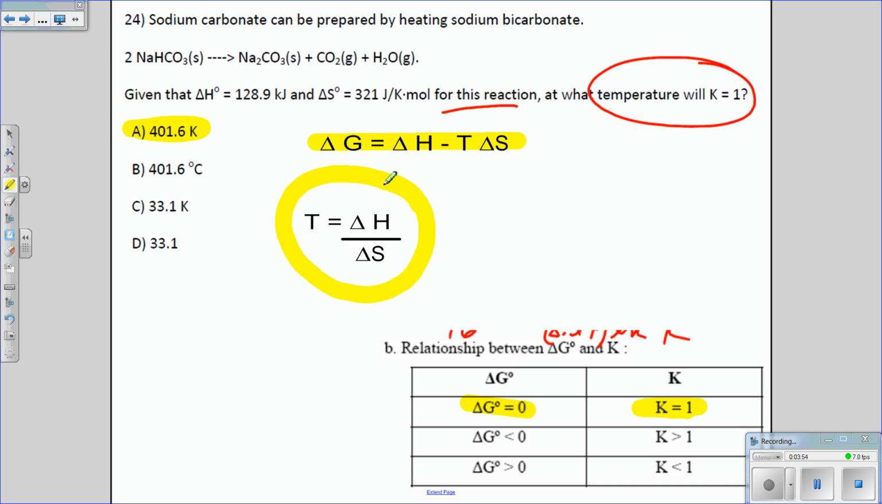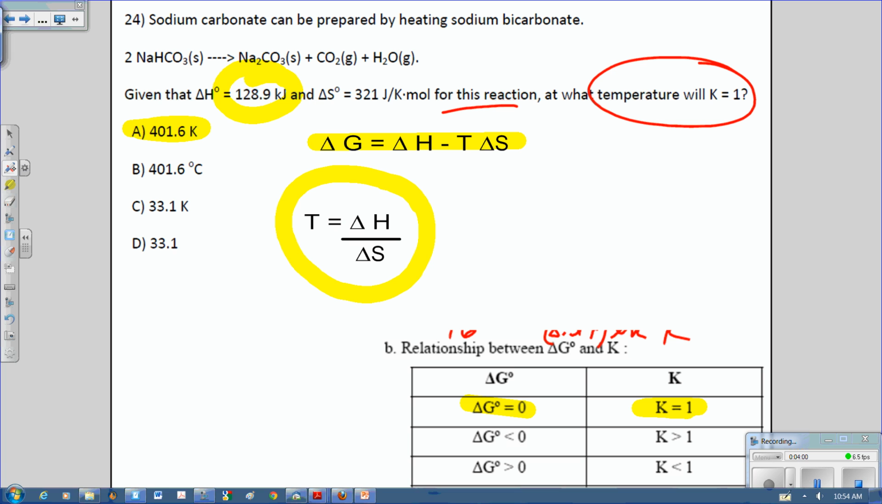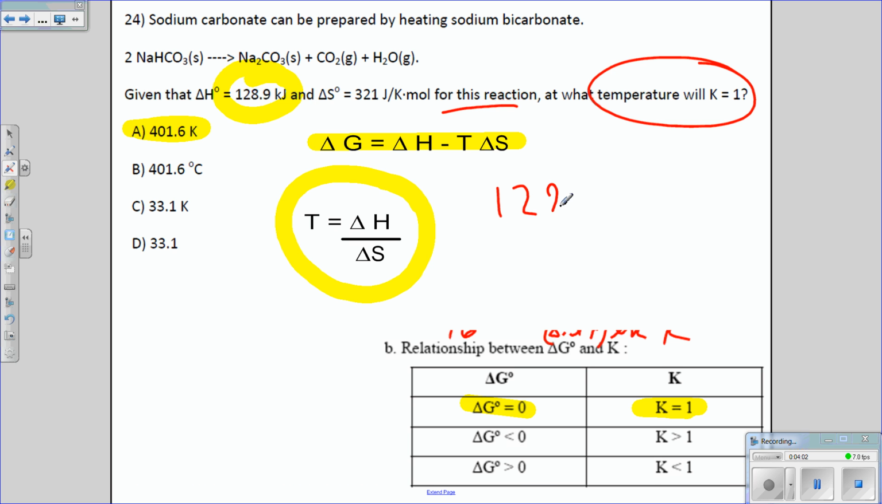So all you have to do to solve this problem is you're going to take the 128.9 kilojoules on top. And then you're going to take this. S has to be changed in the correct units.